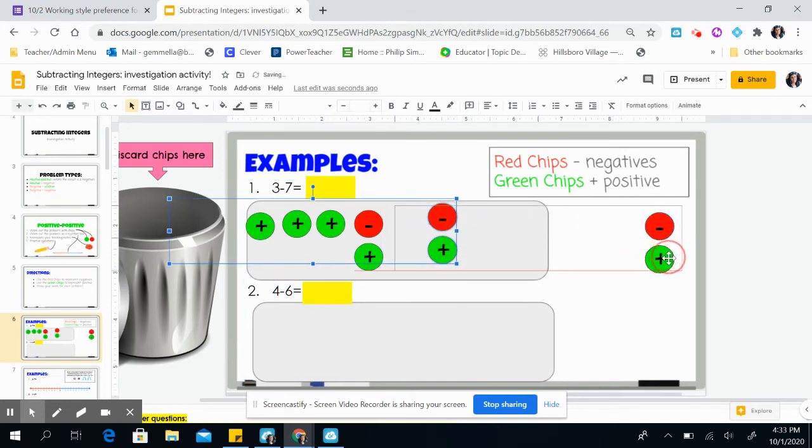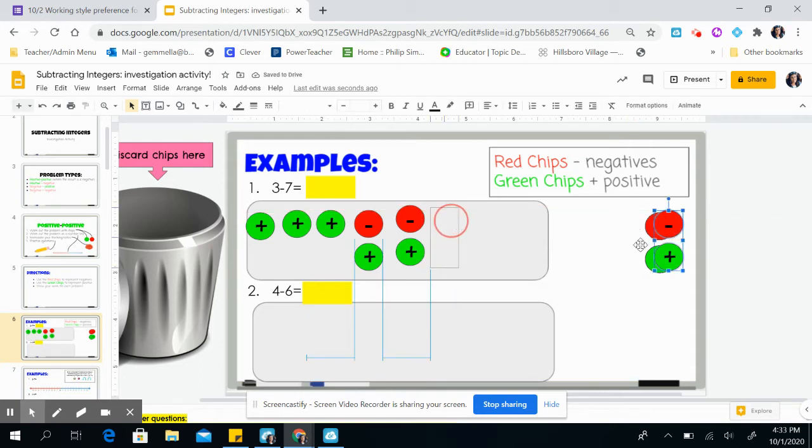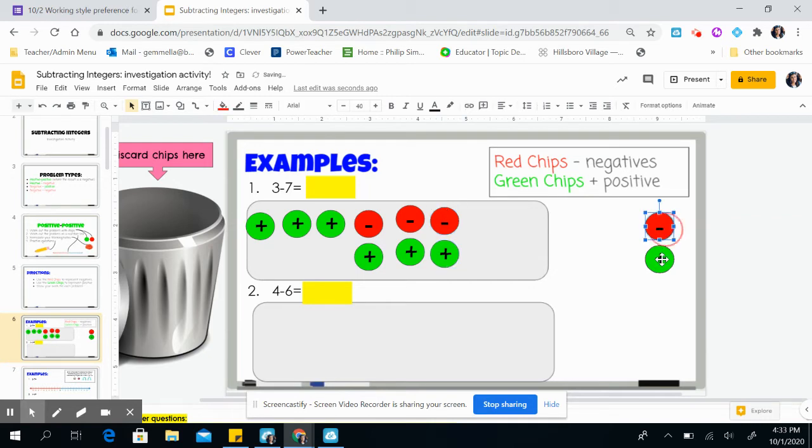Oops, put that back. 0. Each of these are worth 0 because they technically cancel each other out, or they become 0 because you have 1 negative and 1 positive. So the value of what is on my mat right now is still positive 3 because we have 0, 0, 0, 0, 1, 1, 1. So that's 1, 2, 3. We've got 3, and these are all worth 0.